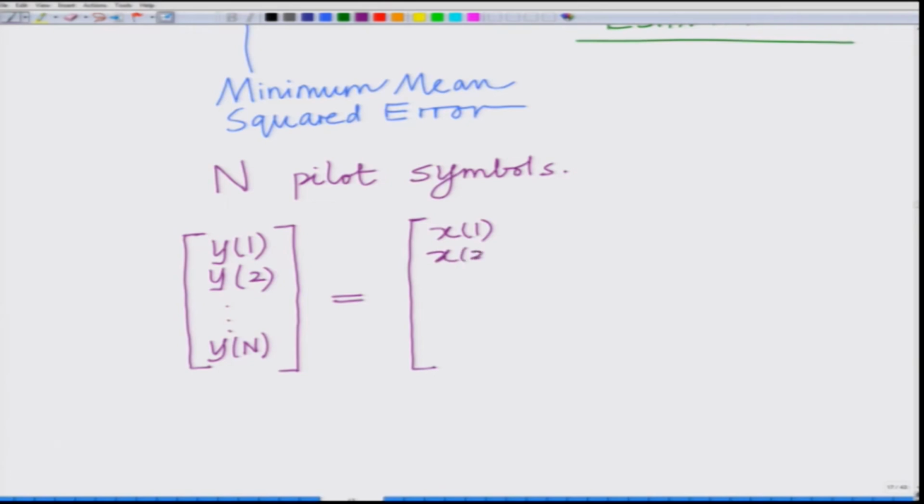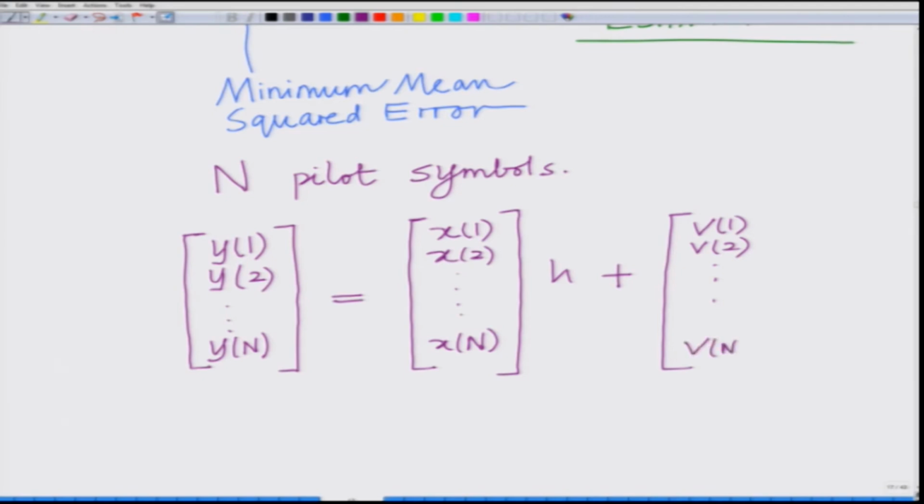which is equal to your pilot vector comprising the pilot symbols x1, x2, so on up to xn, times h, which is the channel coefficient, plus the noise samples, of course, v1, v2 and vn.